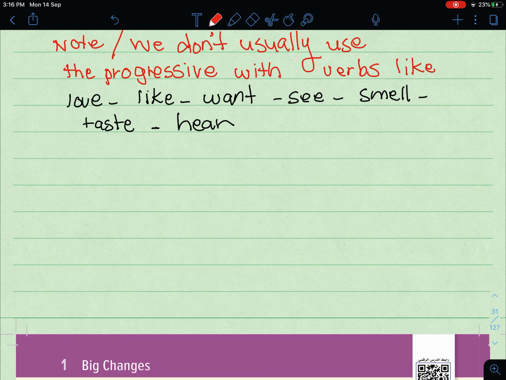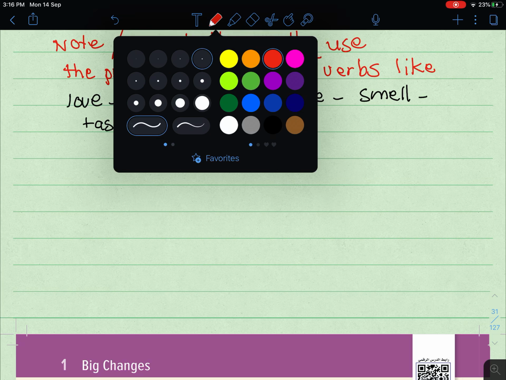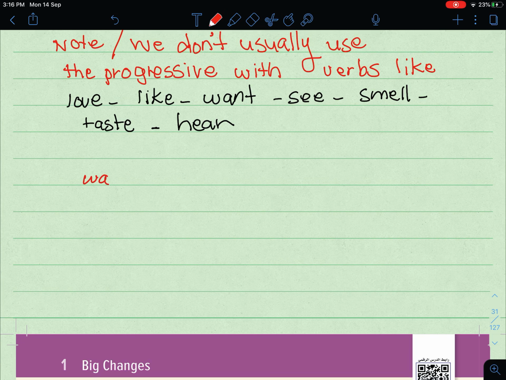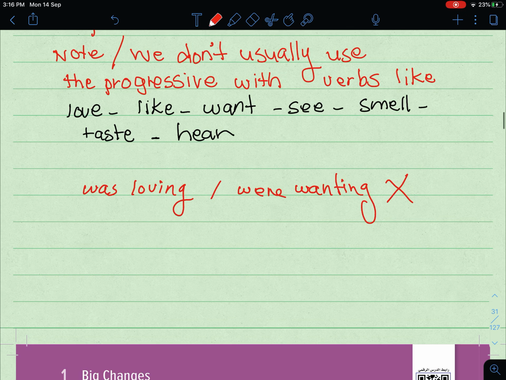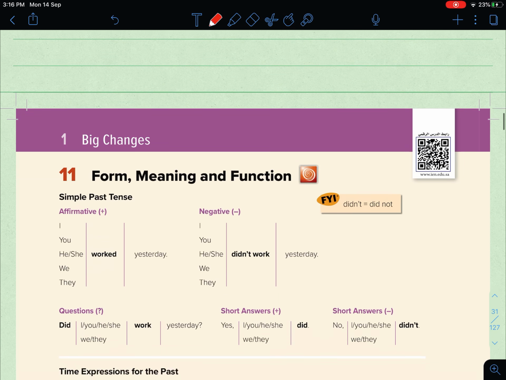مثلا عندنا كلمات مثل love, like, want, see, smell, taste, hear. فما أقدر أقول was loving، ولا أقدر أقول is loving، ولا أقدر were wanting. خلاص. Oh, this is not acceptable. Okay, خطأ. Okay, these cannot be used. عادة الأفعال اللي لها علاقة بالمشاعر ما نستخدمهم مع المستمر، سواء مضارع مستمر أو ماضي مستمر.